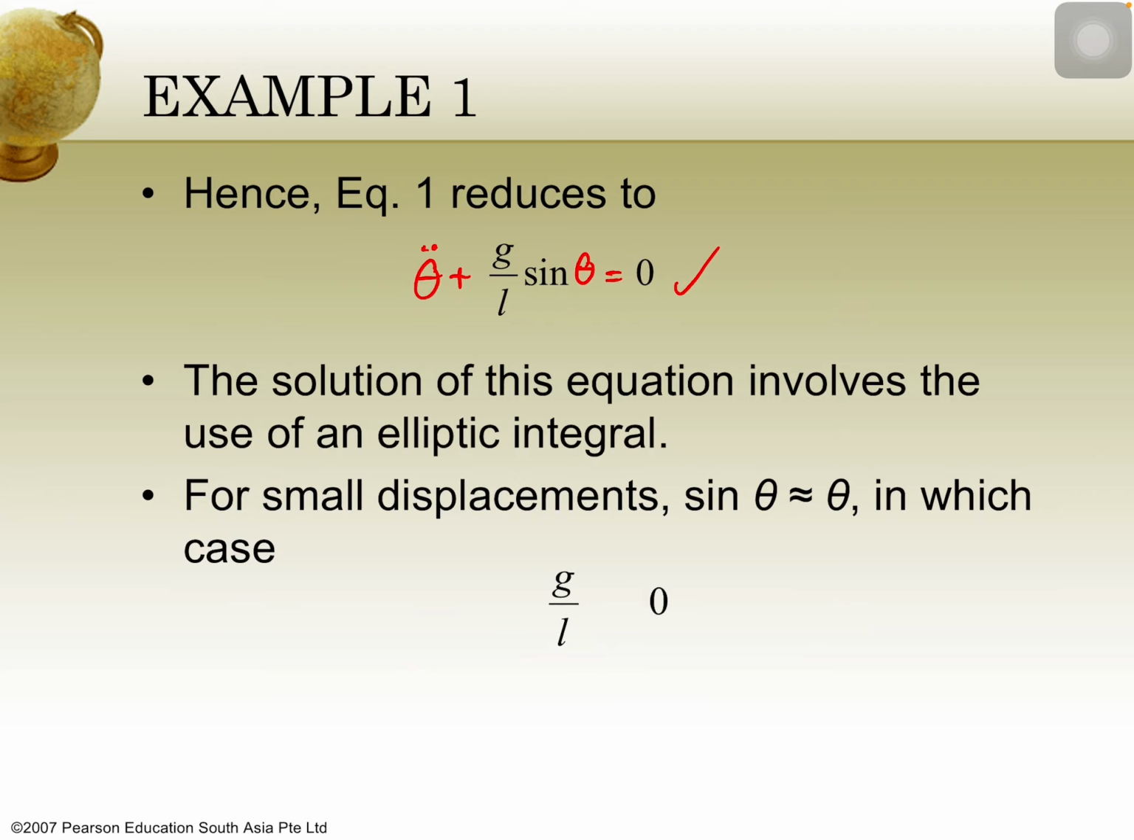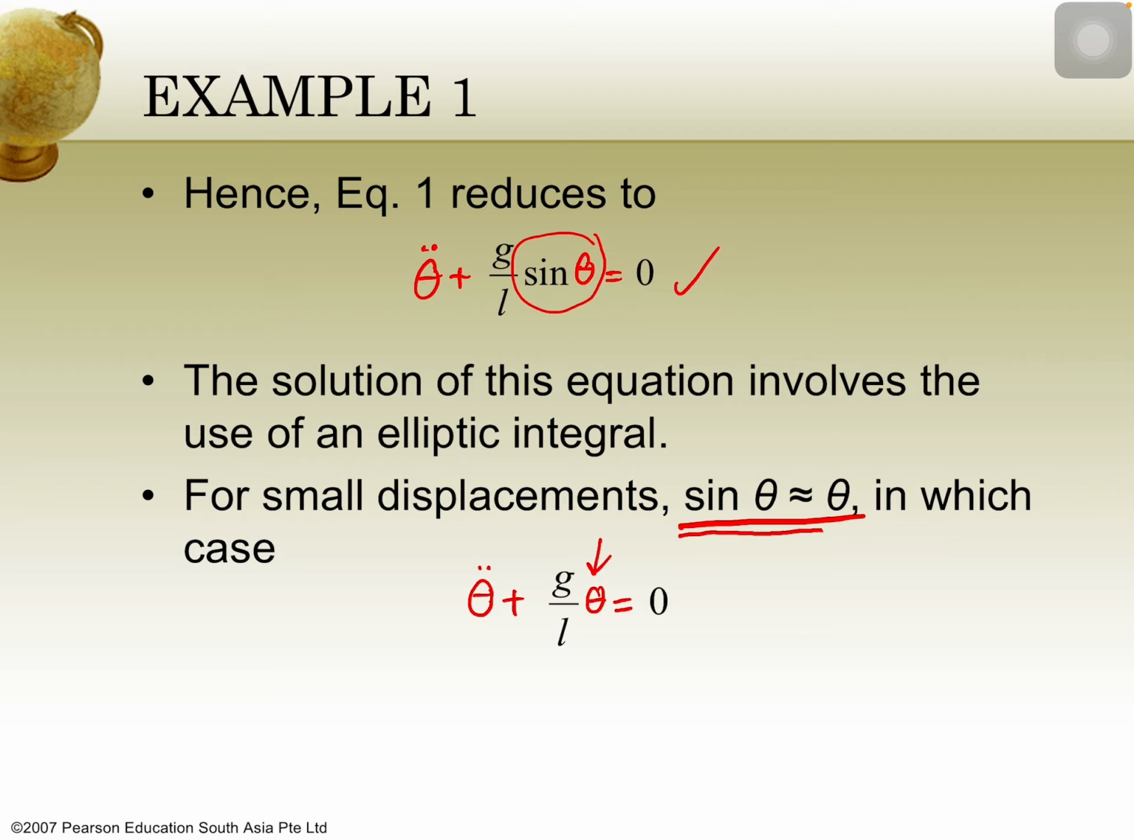For small displacements, we use this a lot. We use the assumption for small displacement: sine theta is equal to theta, in which case theta double dot plus g theta. So from here we replace this one with this one. Sine theta is equal to theta.